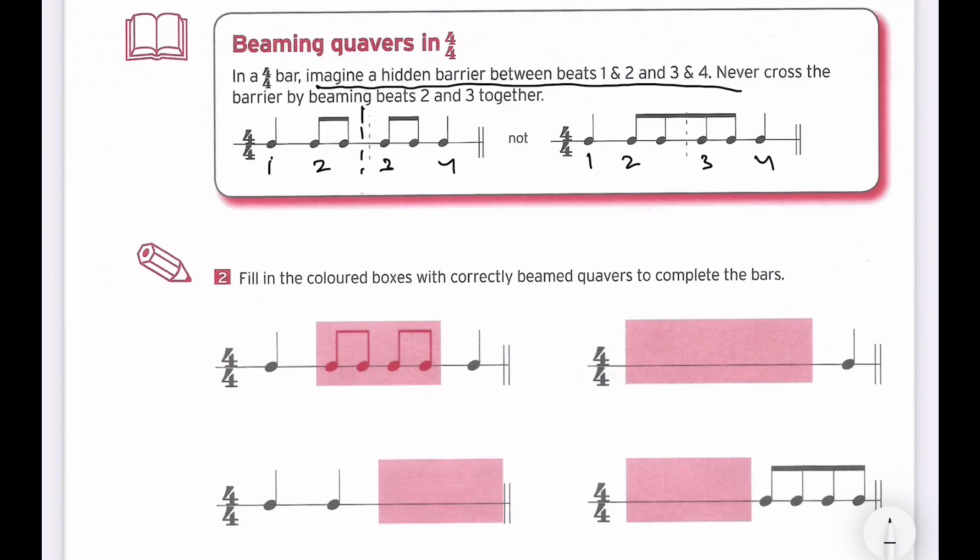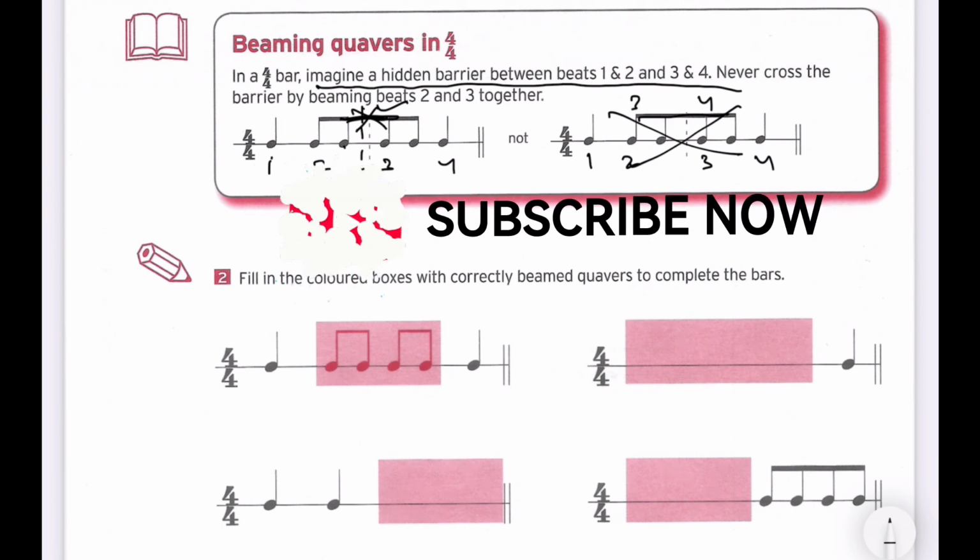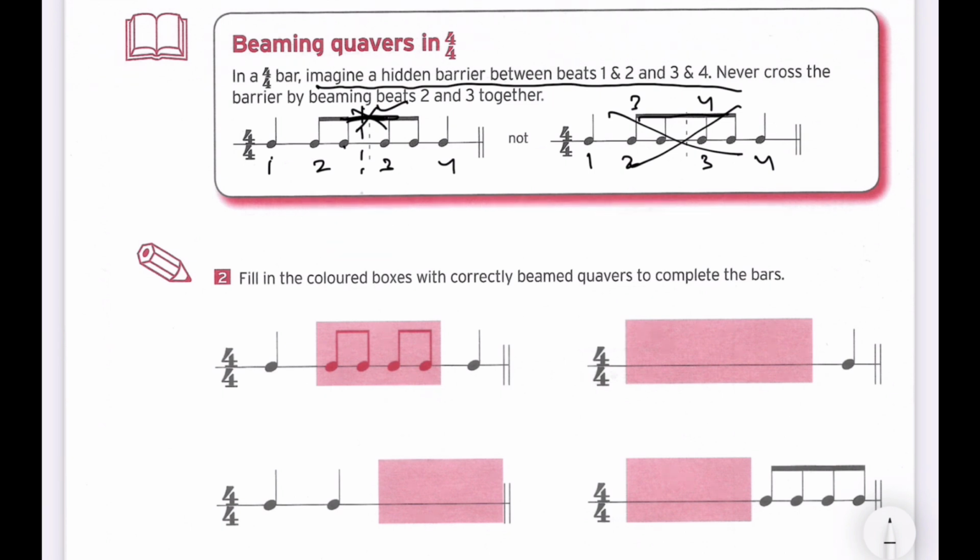So you can see the difference that here they have beamed together, which is wrong. So you have to keep them separate. This is the right one. So you have to keep them separate, no beaming together. Okay. So keep them separate. So according to that, let's do our next question. So fill in the colored boxes with correctly beamed quavers to complete the bars.